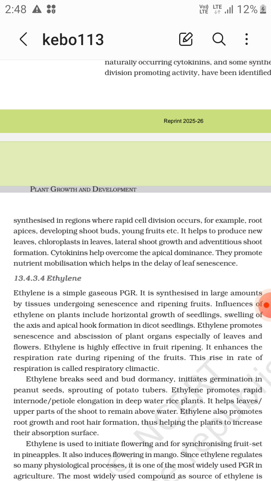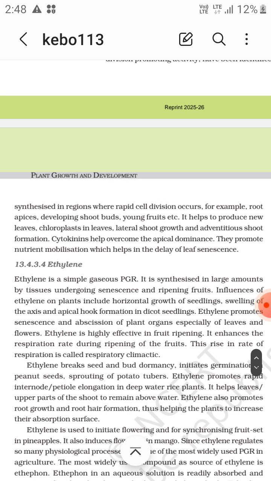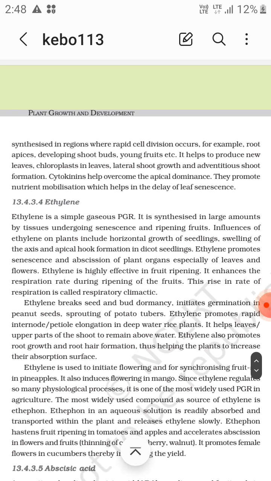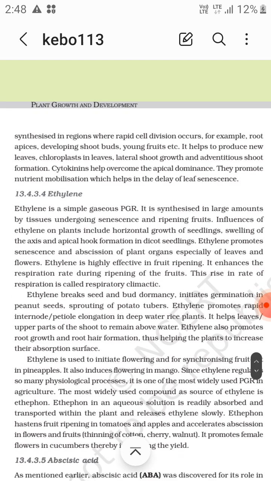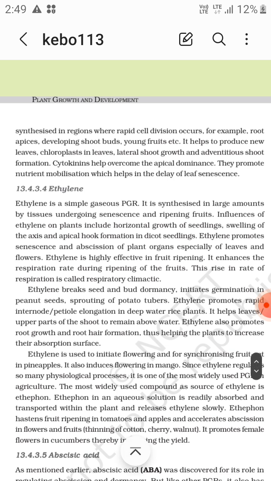So cytokinins also help overcome apical dominance, that is the removal of the shoot tips, that is decapitation. Cytokinins help overcome apical dominance. Now cytokinins also promote nutrient mobilization, which helps in the delay of leaf senescence. Why does it delay leaf senescence? Because they promote nutrient mobilization.